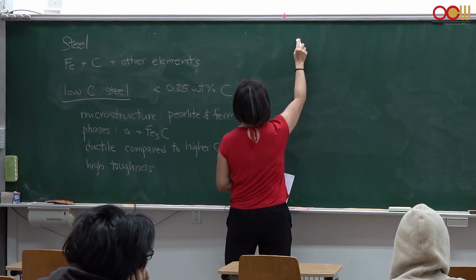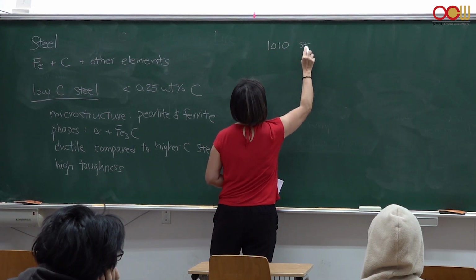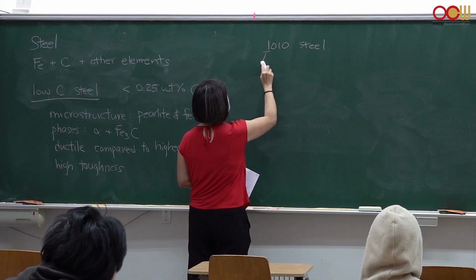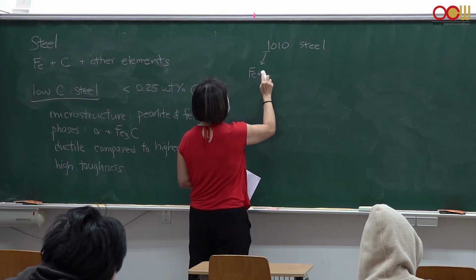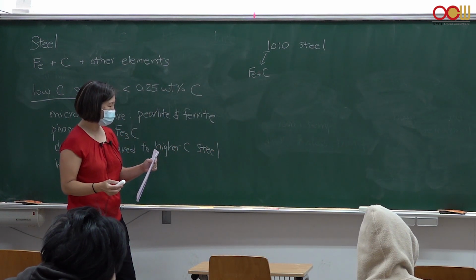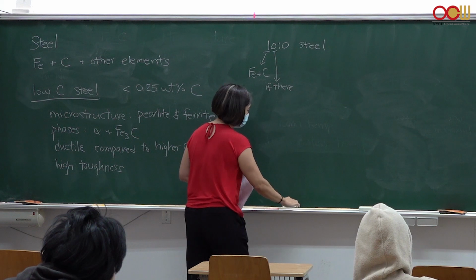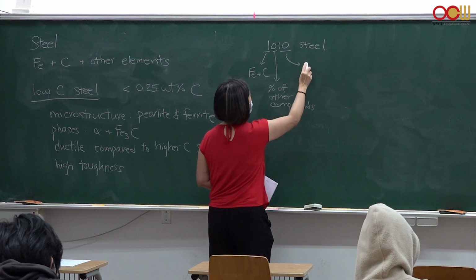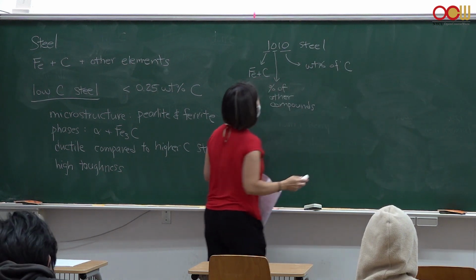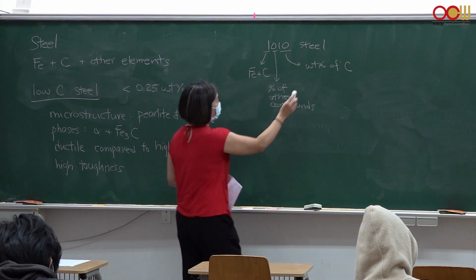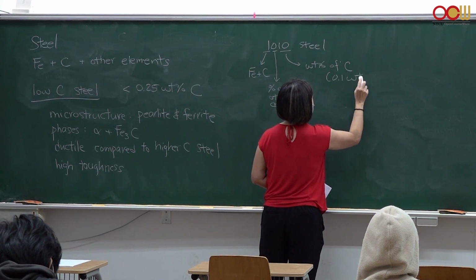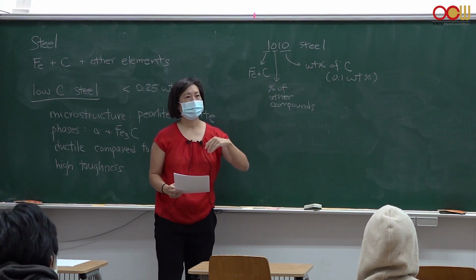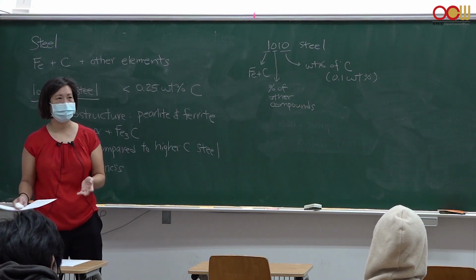So you might see something like 1010 steel. What those 4 numbers are telling you is that the 1 here is telling you that this is an iron plus carbon material. This is telling you the percentage of other compounds. And then these 2 numbers are telling you the weight percent of carbon. So 1010 steel has 0.1 weight percent carbon. If you see a different number than 1, usually it means that it has other components like manganese or chromium.